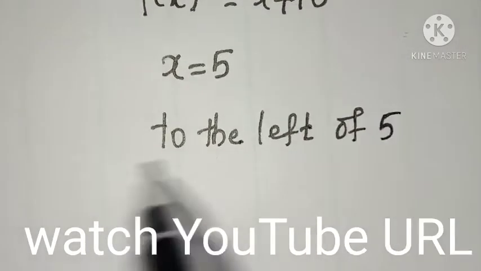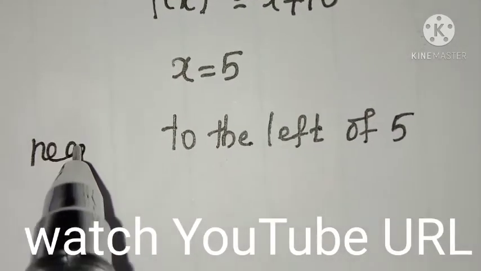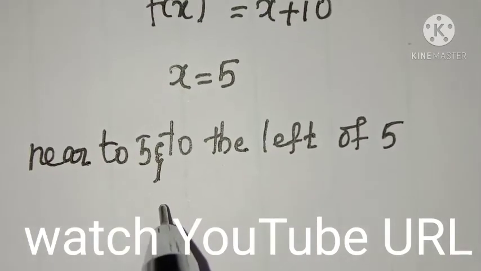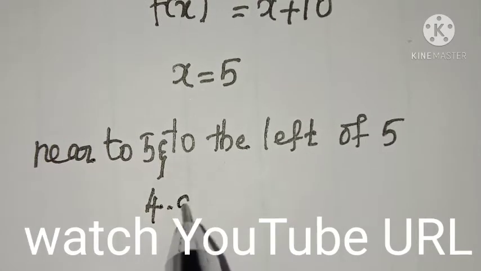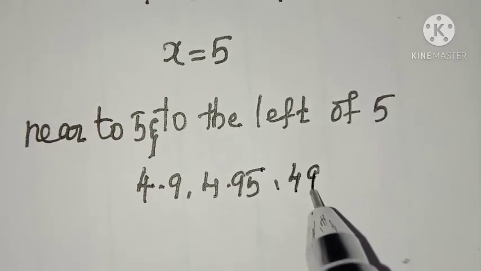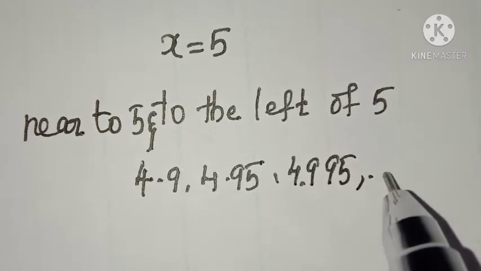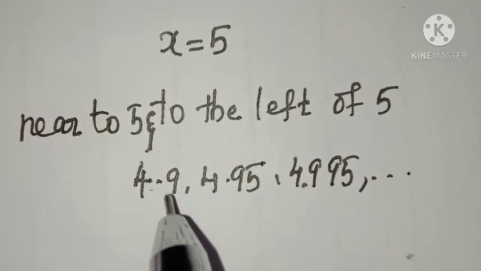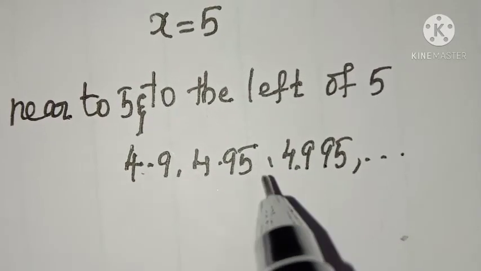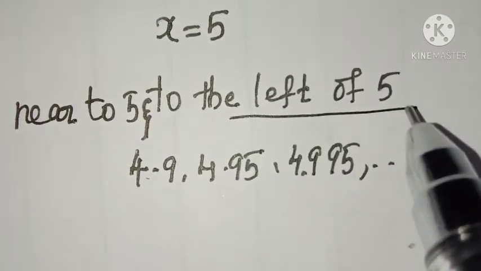So near to 5 and to the left of 5, such as 4.9, 4.95, 4.9995, etc. So these numbers are very near to 5. At the same time, it is less than 5. That is the meaning of left of 5.